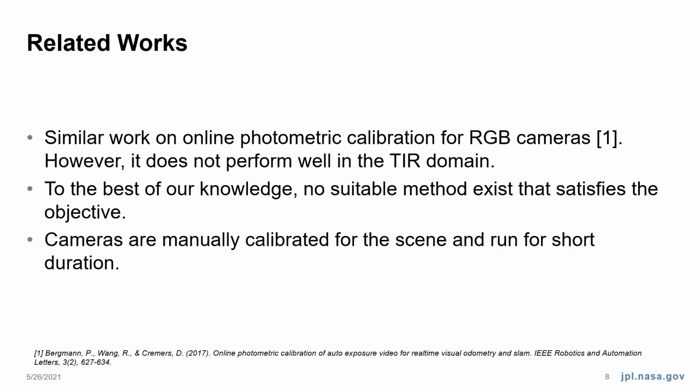The closest related work is photometric calibration algorithms developed for RGB cameras. However, as we will see in the results, it usually makes the calibration worse. Without automatic calibration, the cameras will require manual calibration or knowledge of the scene in which they are operating. Such requirements make the applicability limited.